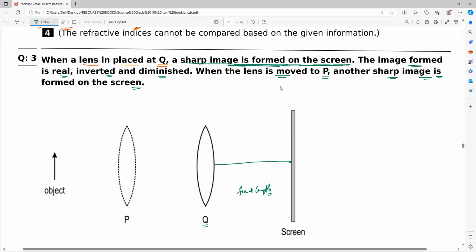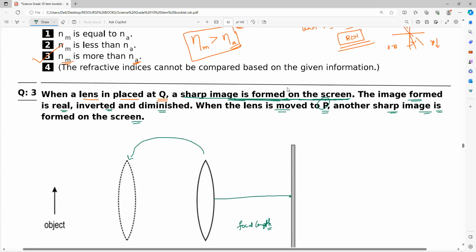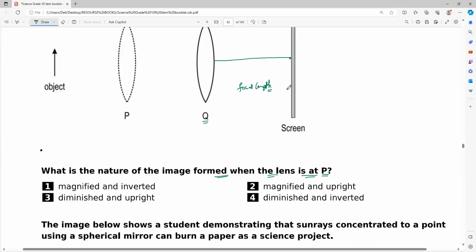So, when the lens is moved from Q to P, another sharp image is formed on the screen. Now they are asking, what is the nature of the image formed when the lens is at P? Another sharp image is forming, and what is the nature of it, they are asking. Can anybody tell? All of you?